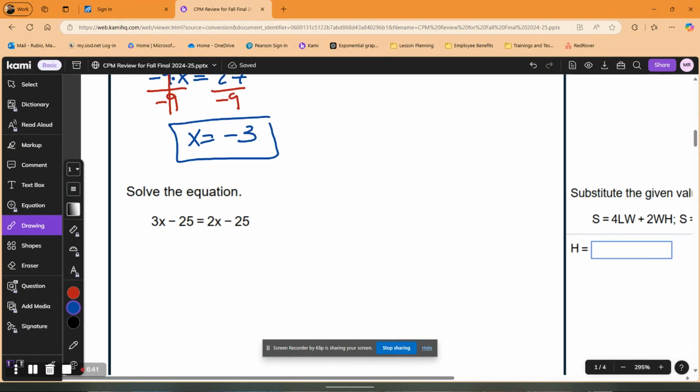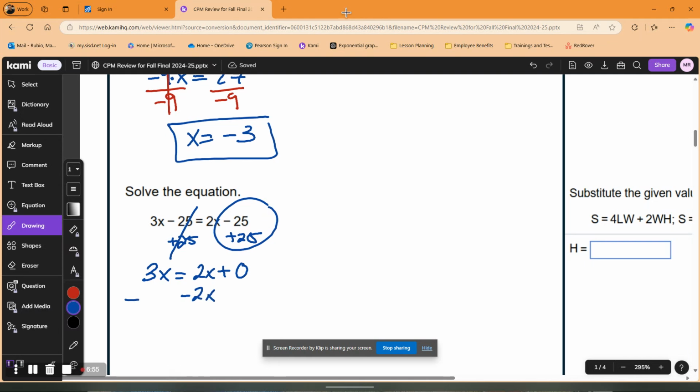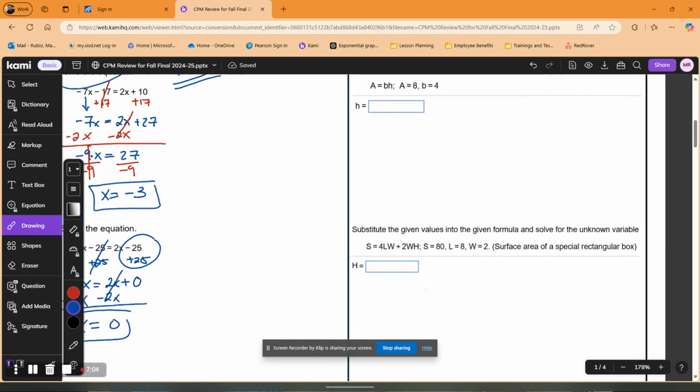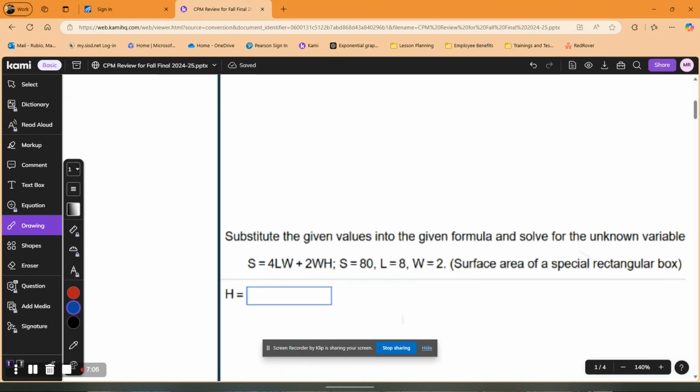Okay. You guys are going to do the same steps for this, except it's even easier because what happens? Those cancel each other out. You have 0. Subtract the 2x from both sides. Then that becomes 1x. X equals 0. Easy breezy. Okay. Let's take a look at formulas.